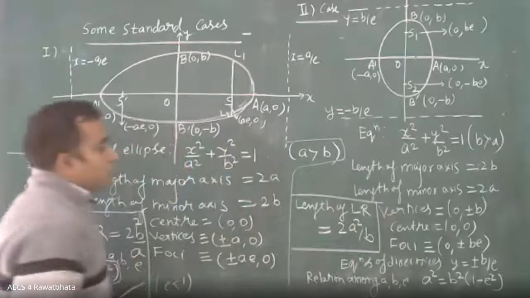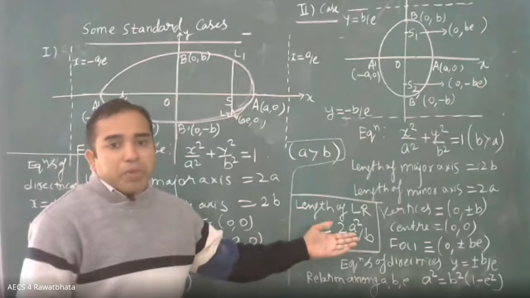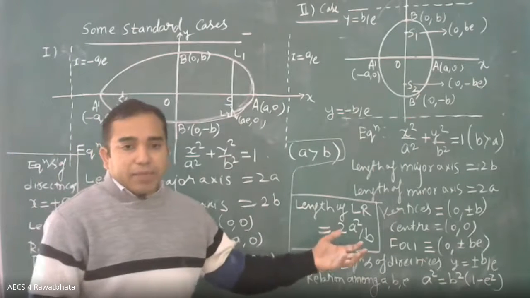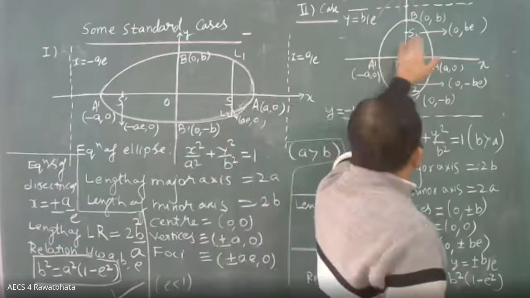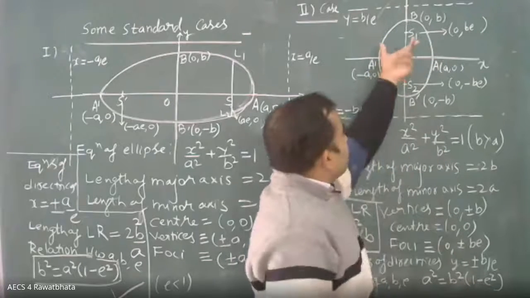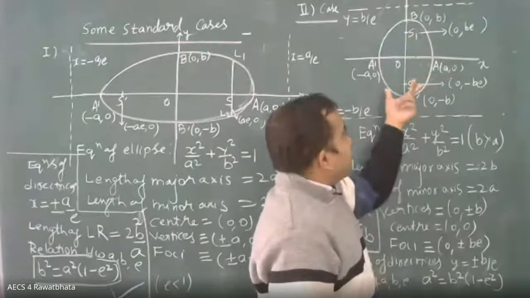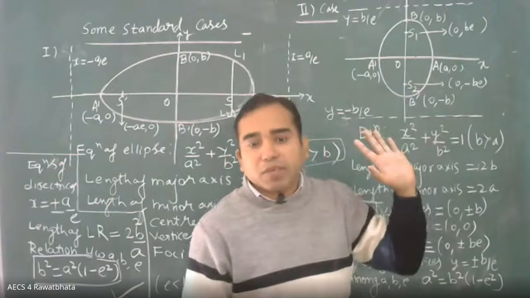Absolutely. So what did I do? Interchange between a and b, a mutual interchange. So 2a square upon b is the length of the latus rectum. The latus rectum is a chord which is perpendicular to the major axis and passes through a focus. Because it has two foci, one latus rectum will be above and one below the x-axis. So it will have two latus rectums, right?